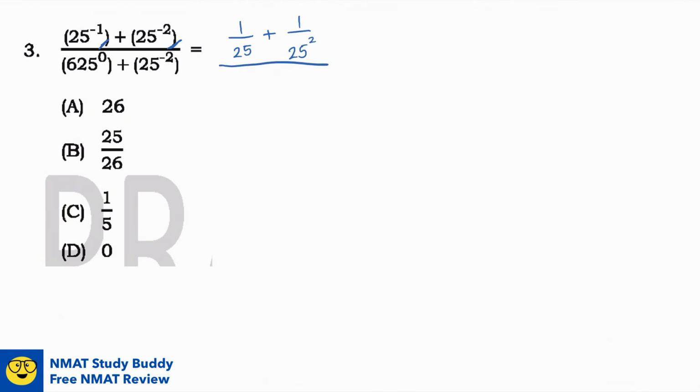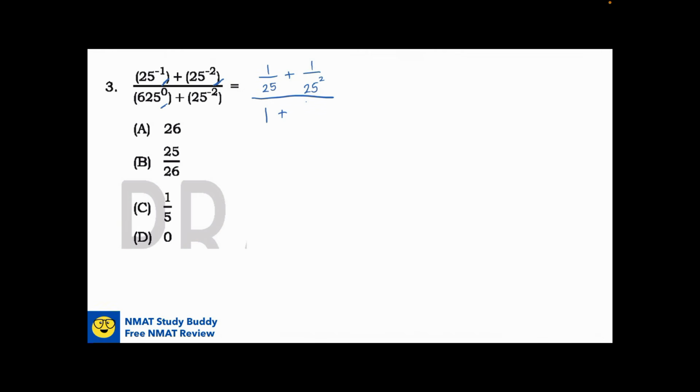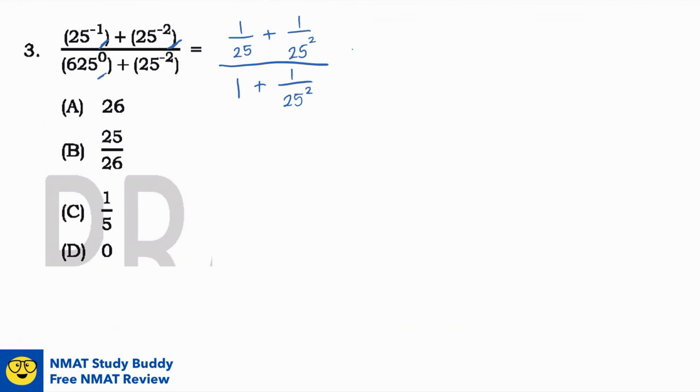All over yung 625 raised to 0, kapag ni-raise mo any number to 0, magiging 1. Plus, itong 25 raised to negative 2, magiging 1 over 25 squared. So, sabi natin kanina, kapag nag-add tayo ng fractions, kailangan same yung denominator nila. So, magmumultiply tayo ng 1. So, equal din to sa 1 over 25. Since 25 squared yan, dapat i-multiply pa natin itong 25 na denominator sa 25 para maging 25 squared din siya.